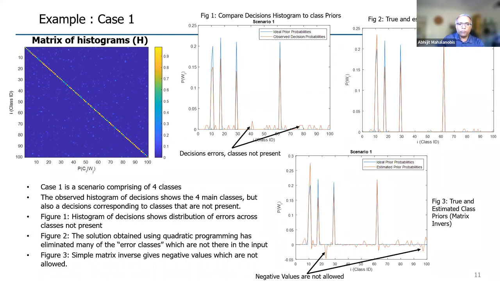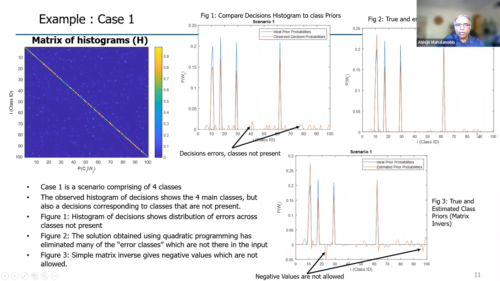Now the simple inverse of the matrix doesn't give you the best solution because you get these negative values. We keep it in the mix just to see how well it does. One could always say that these values are small and you can threshold them. But this is the solution obtained using quadratic programming. And you can see that it has cleaned up a lot of these errors.